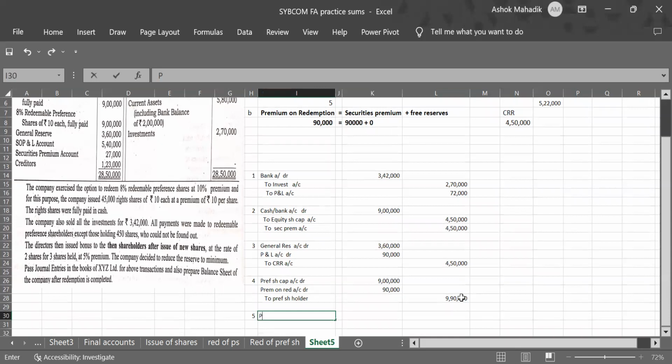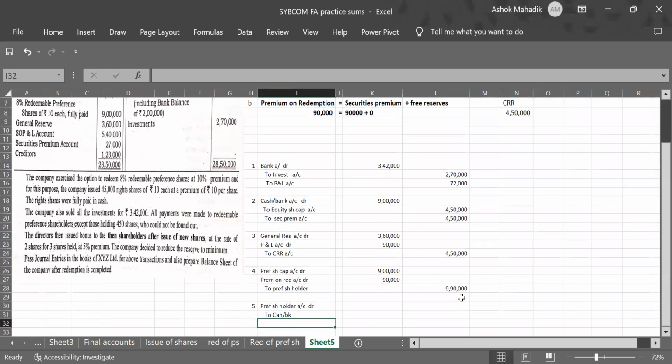So, preference shareholders account debit, to cash bank, and to unpaid preference shareholders. Okay. So the total amount payable to preference shareholders was 9,90,000. Clear?